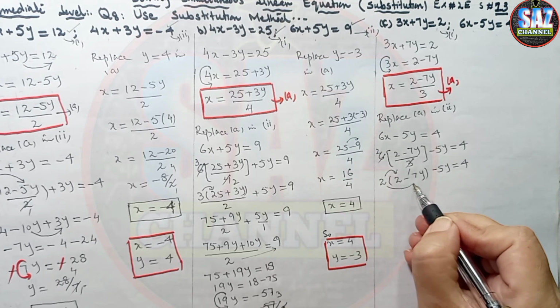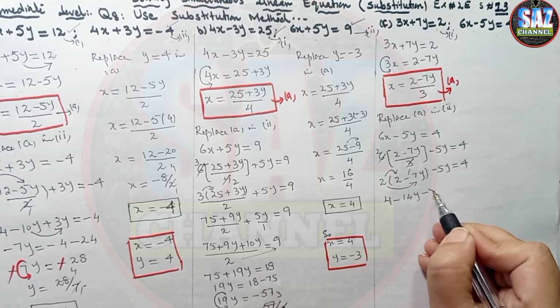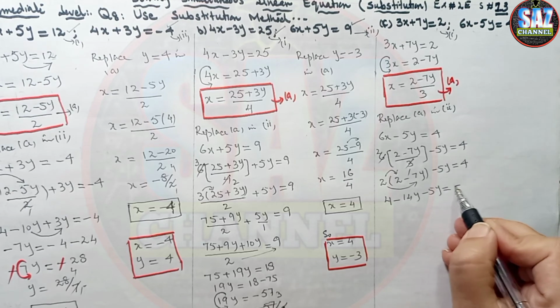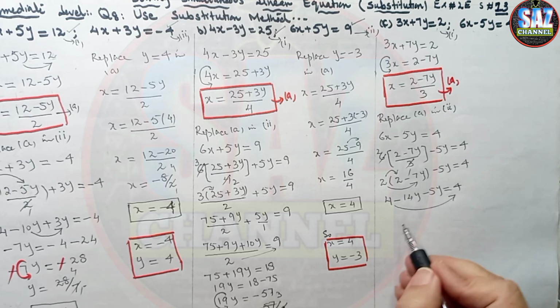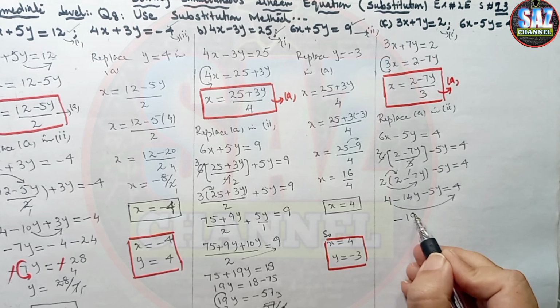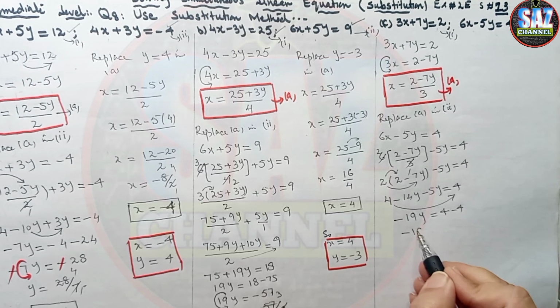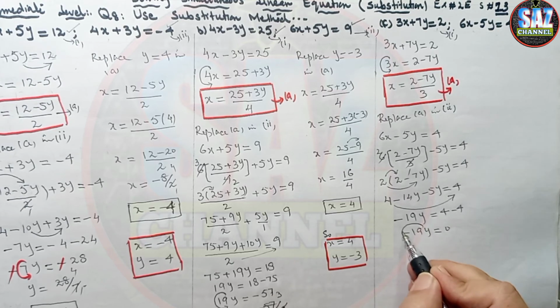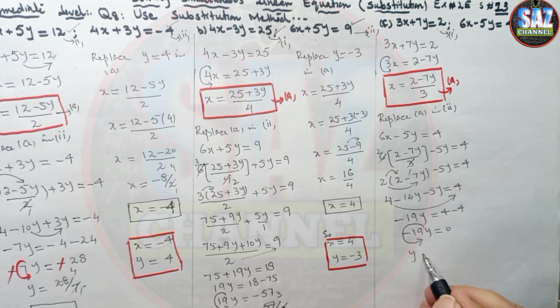Multiply this 2 with every term inside the bracket. It will take the form 4 minus 14y minus 5y equals 4. Shift this 4 to the other side, and the equation will take the form minus 19y equals 4 minus 4, so minus 19y equals 0. In order to get the value of y, I have to shift this 19 to the other side, and the equation will take the form y equals 0 by 19. Whenever the numerator is 0, the answer will be 0, and y equals 0.